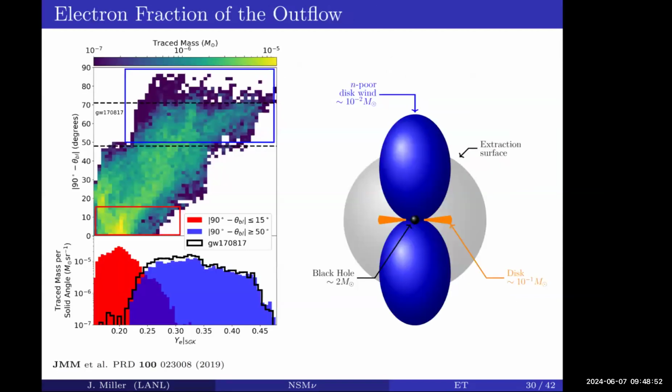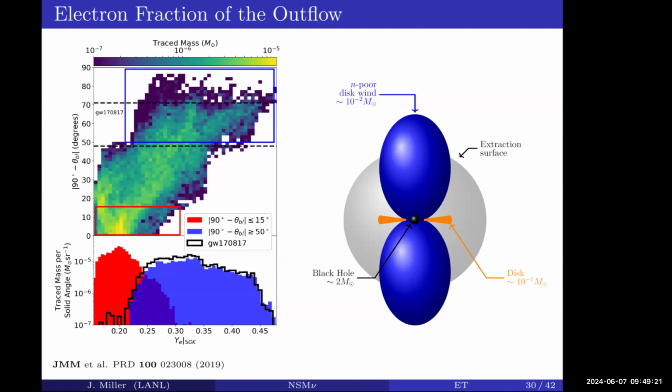If you try to measure what that output looks like by making an extraction surface some distance away and tracking as material passes through it, you can build a histogram of electron fraction as a function of the latitude on the sphere. You get this beautiful linear relation. The x-axis is electron fraction, the y-axis is latitude. So the bottom here is the equator, the top here is the pole, not the other way around. But the lower the latitude, the lower the electron fraction.